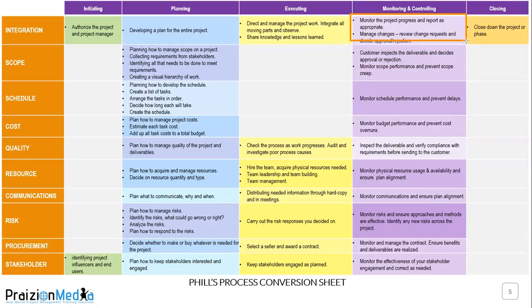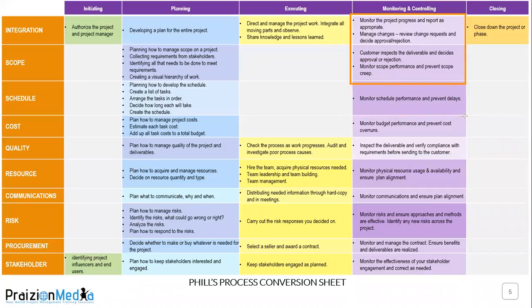We monitor the project progress and report as appropriate. We manage changes, we review change requests and decide approval or rejection. Then we move into scope, where the customer inspects the deliverable and decides approval or rejection in validate scope. In control scope, we monitor scope performance and prevent scope creep, I beg your pardon, that's the opposite of what you want to do. You want to prevent scope creep.